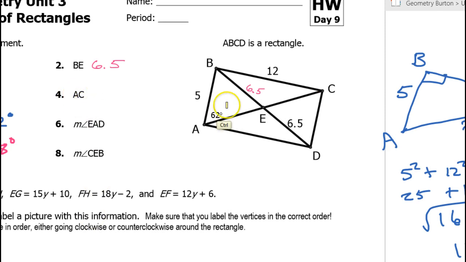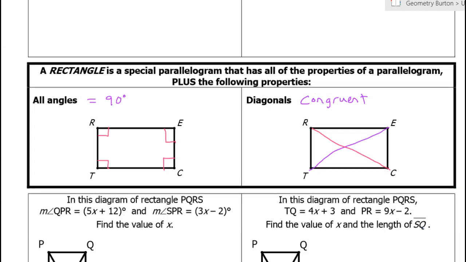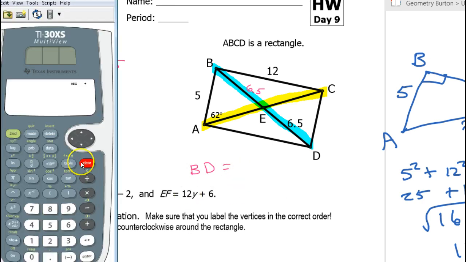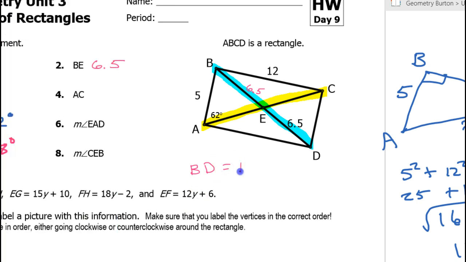Next, we need to find AC. Here is AC. The easiest thing to do is to compare this to the other diagonal, BD. One of our special properties of a rectangle is that the diagonals are congruent. Both diagonals are the same length. So AC and BD should be the same length. We just figured out that the two halves of BD are 6.5 and 6.5. If I add those together, 6.5 plus 6.5 is 13. So the total length of BD is 13. If one diagonal is 13, then the other diagonal is also 13. So AC is 13.